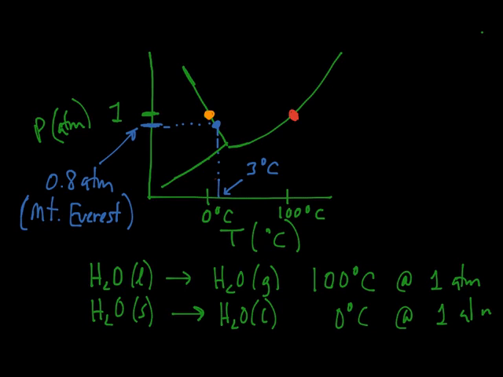Likewise, if we go across and intersect now this line, corresponding to 0.8 atmospheres, and then we go down, we see that at this point here, which is less than 100 degrees Celsius, water will actually evaporate on Mount Everest at temperatures lower than 100 degrees Celsius. Let's just say around 80 degrees Celsius, water will actually start evaporating on Mount Everest.